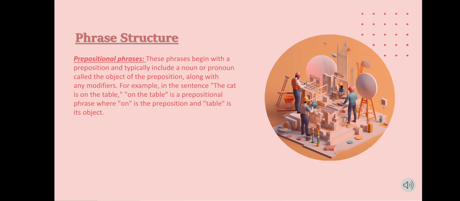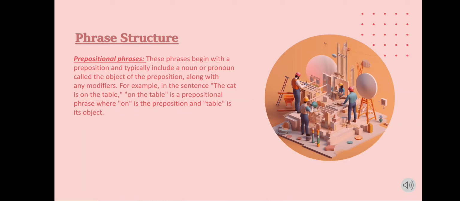The last type we have is prepositional phrases. Prepositional phrases begin with a preposition and typically include a noun or a pronoun called the object of the preposition, along with any other modifiers. Prepositional phrases function as adverbs or adjectives, providing additional information about nouns, pronouns, adjectives, or even verbs.